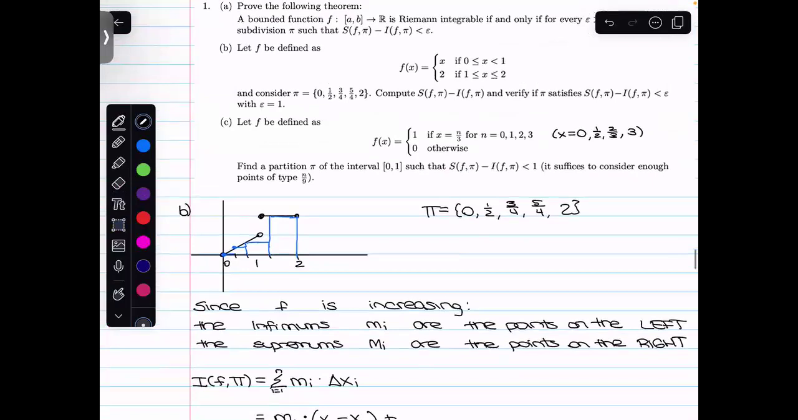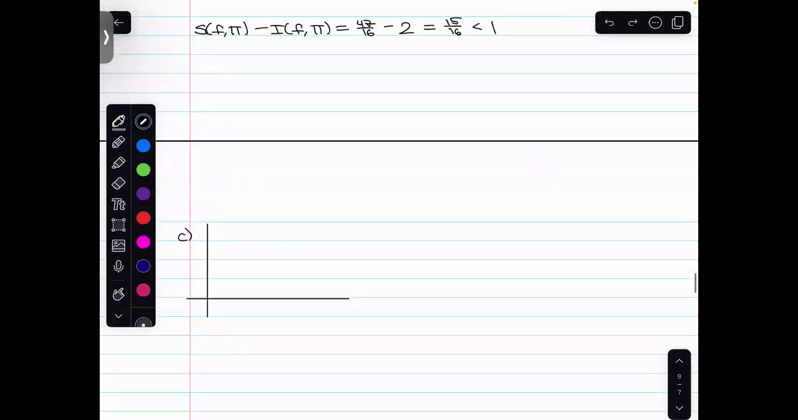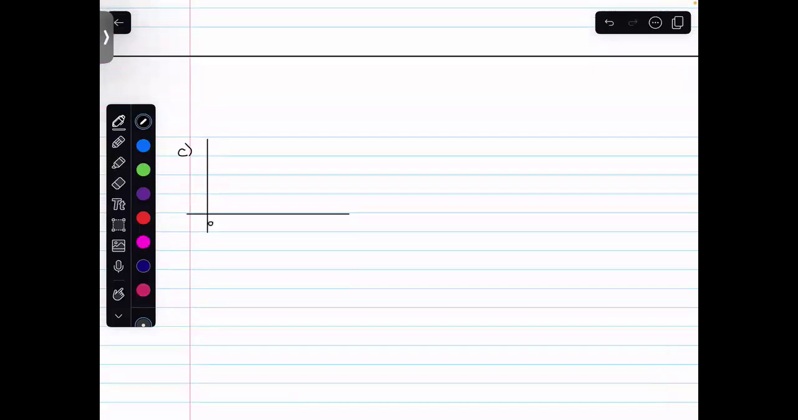So for all the multiples of, I'm sorry, what did I write? It was divided by 3. 1/3, 2/3, and 3/3. So for all the multiples of 1/3, including 0 and 1, you get 1. Otherwise, you get 0. So basically we have 0, 1/3, 2/3, and 1, which all give us 1, and everything else in between is going to be 0.